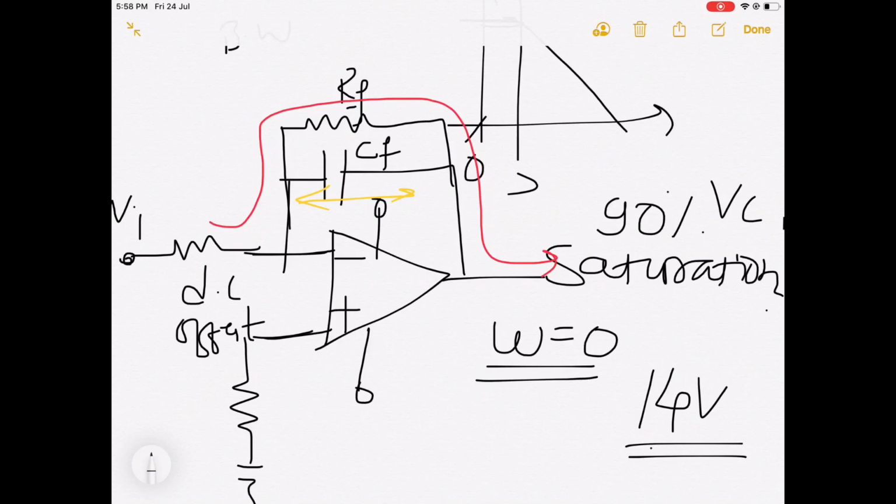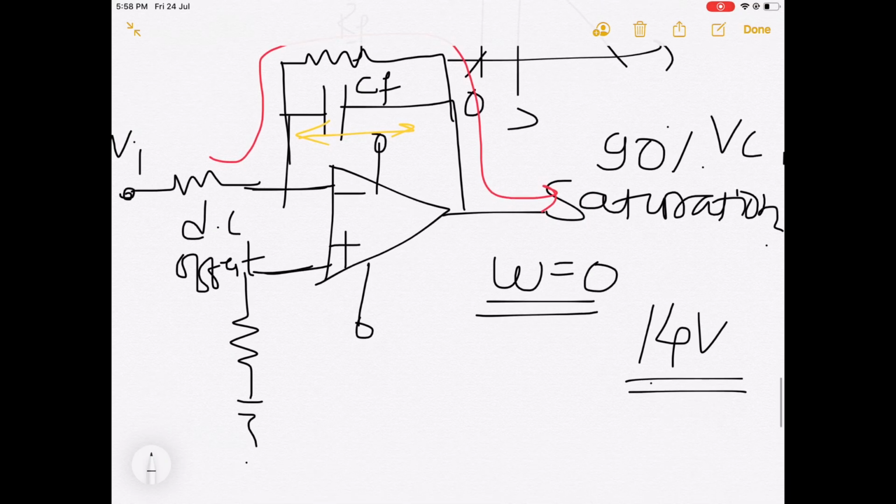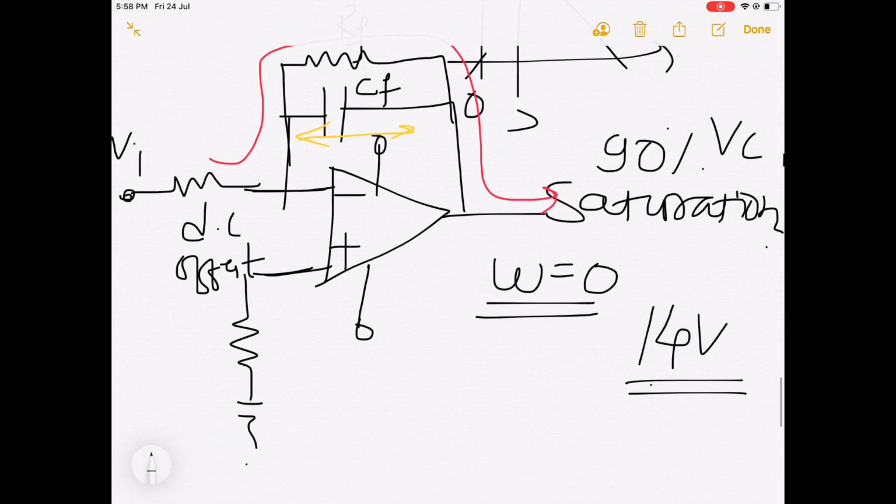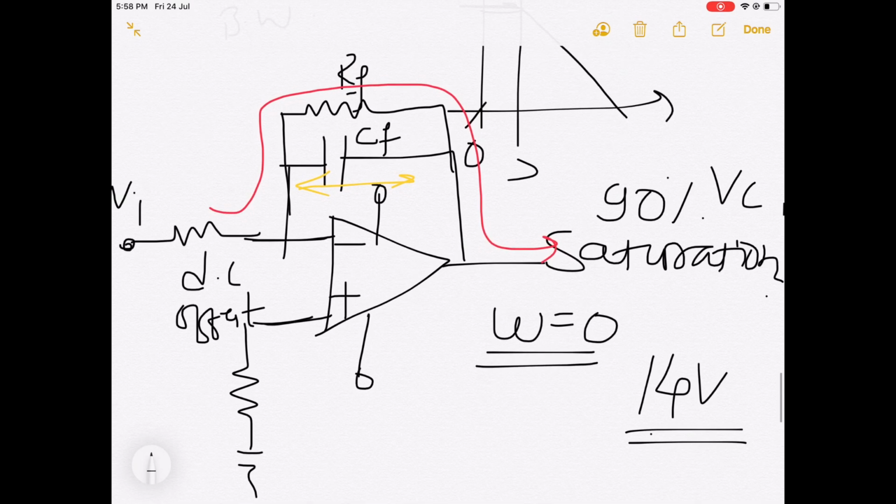Hello everyone, in the last video we have seen about ideal integrator. Also we have seen limitations of an ideal integrator. Now we will go for the next, that is practical integrator circuit. It is also known as AC integrator circuit.